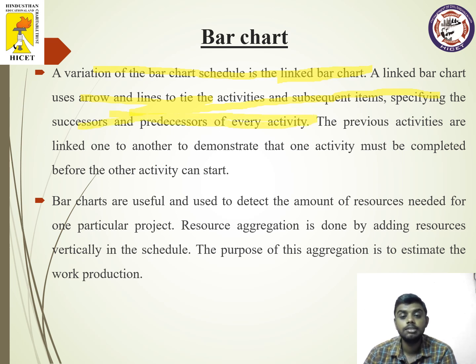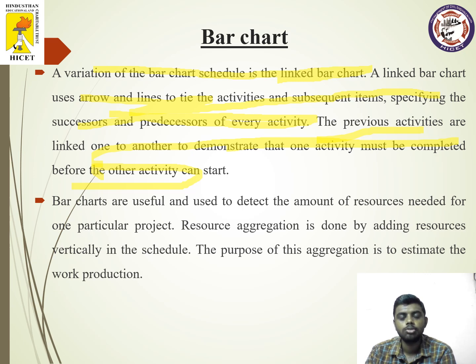Right here, this gives a clear advantage over the normal bar chart, where we will be using arrows, particularly if this activity has to be completed before this activity. Like B has to be completed for the starting of C. A, B, C are your activities, and that can be clearly specified in these linked bar charts. The previous activities are linked to one another to demonstrate that one activity must be completed before the other activity can start.